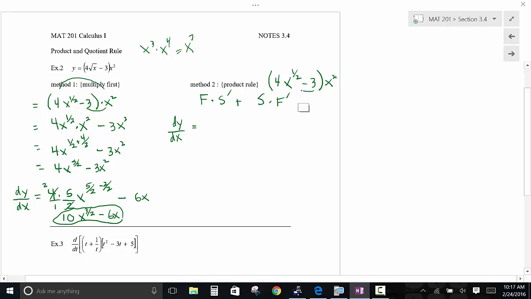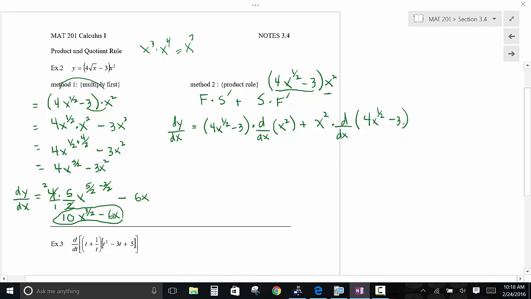Okay, so you write down the first. The first is this first function that's in parentheses, so just write it down. Okay, so that's going to be 4x to the 1/2 minus 3. Then you're going to multiply that by the derivative of the second, which is just the x to the second, like that. You have two functions being multiplied, so you have that. Now you're going to write down the second, which is x to the second. Then you're going to multiply that by the derivative of the first.